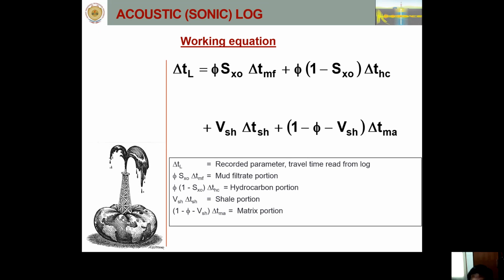The working equation for the acoustic log, which is the recorded parameter delta TL, is the travel time read from log. It is equal to phi Xo delta TMF, which is the mud filtrate portion, plus phi (1 minus Xo) delta T hc, which is the hydrocarbon portion. Then we have the V shale and delta T shale, which is the shale portion, and we have (1 minus phi minus V shale) into delta T matrix, which is the matrix portion.